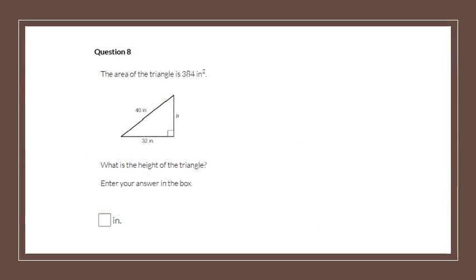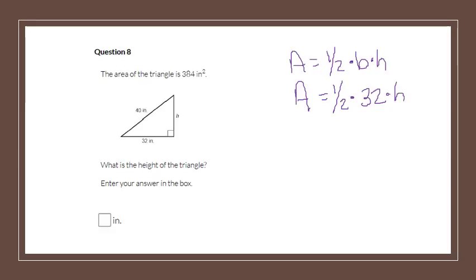Number 8, the area of a triangle is 384 inches squared. What is the height? The base is 32. We're looking for the height, but we are also given the area. And the area is 384. So I'm going to multiply the 1/2 times 32 first to get 16.